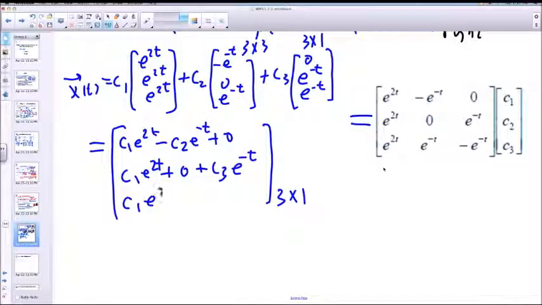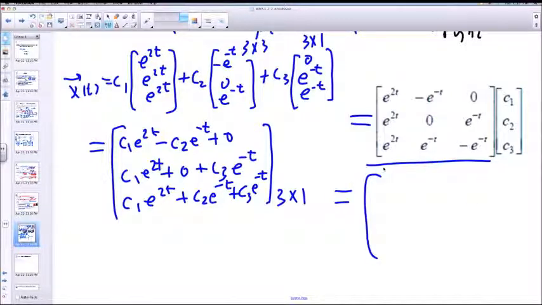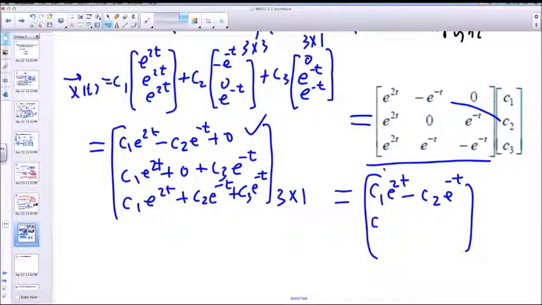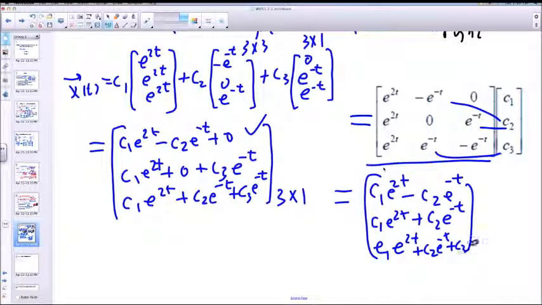and c1 plus c2 plus c3. That's this. Look at this one. You multiply c1 e to the 2t minus c2 e to the negative t, 0. See? The same. Right? The second one: c1 e to the 2t plus 0, c2 e to the negative t, and the third: c1 e to the 2t, c2 e to the negative t, and c3 e to the negative t.